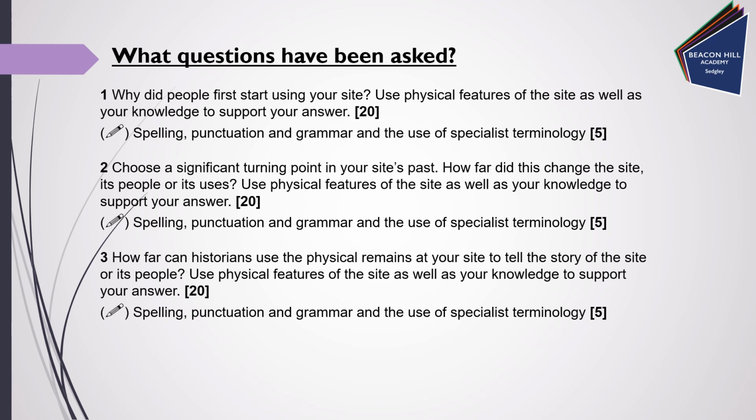Choose a significant turning point in your site's past. How far did this change the site, its people, or its uses? Again, this question is asking you to pick a significant turning point. So please make sure that it's just one that you select and you explain that fully in 3 PEEL paragraphs. And finally, the third question, how far can historians use the physical remains at your site to tell the story of the site or its people? So this is thinking about what we can see at Dudley Castle today and how this enables us to tell a story of Dudley Castle's past.